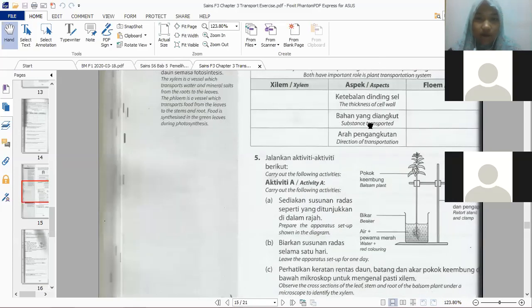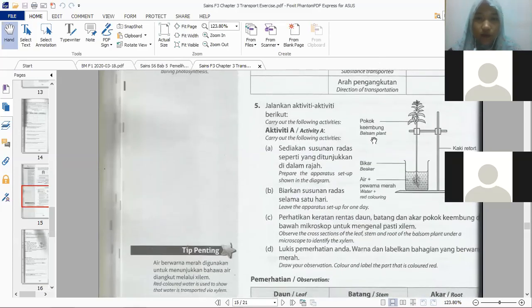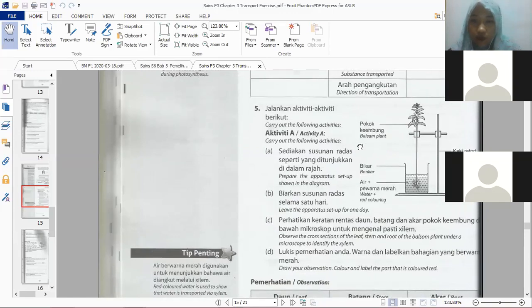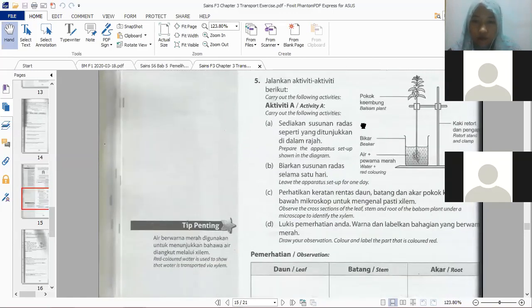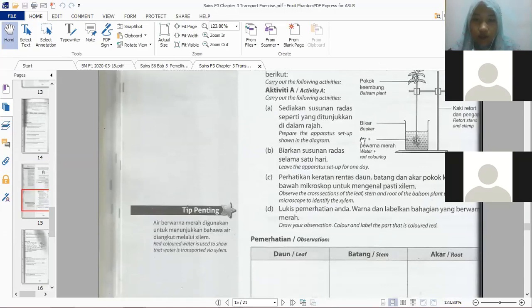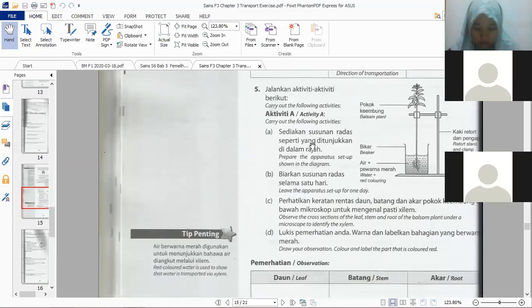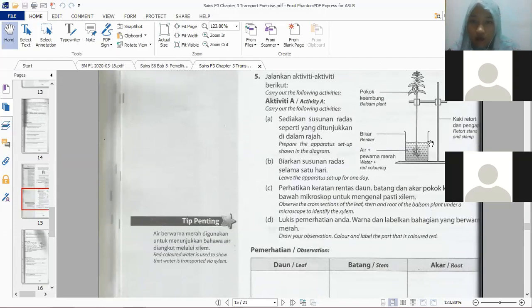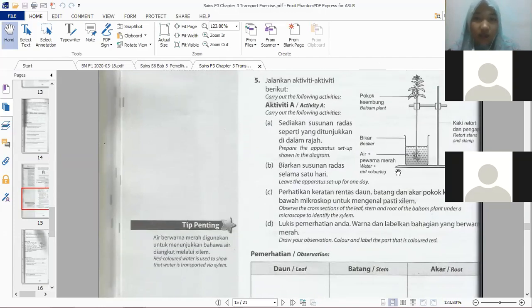Okay, number 5, this is the experiment. Okay, this is an experiment to carry out what? Oh, this one they just nak letak. Wait, saya tengok. Okay, so this one carry out following activity. So this is activity A. Okay, the water is colored with red coloring. So they want to see whether the xylem transported the water to all parts of the plants or not. Okay, because they color the water.